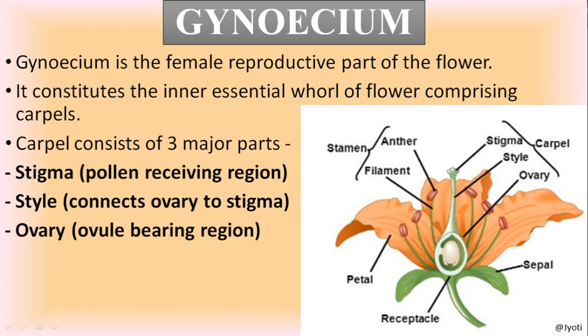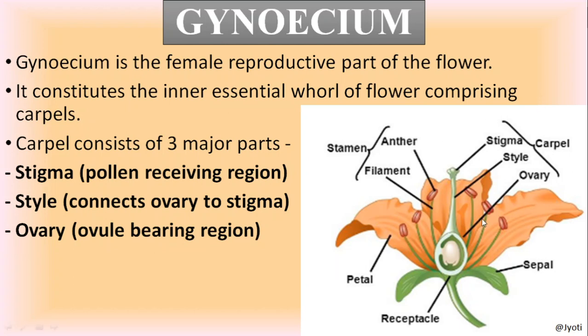Now the next part is the gynoecium. It is the female reproductive part of the flower and it is the inner essential whorl of the flower, consisting of the carpels. The individual units are the carpels. Each carpel consists of three major parts: the stigma, which receives the pollen grain; then the stalk, a tubular structure called the style; then the basal swollen structure, called the ovary.